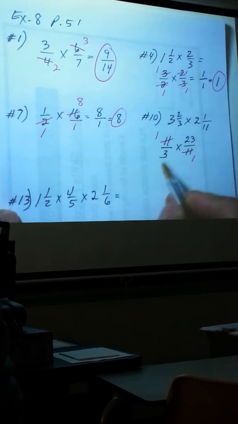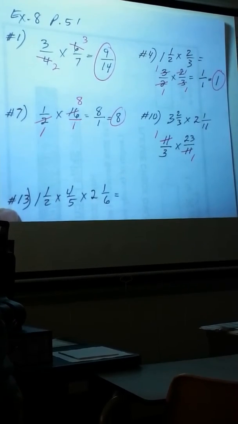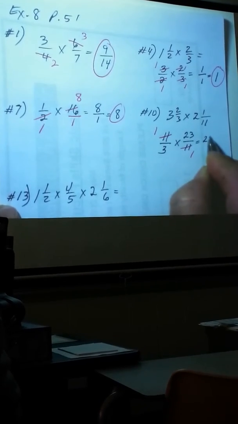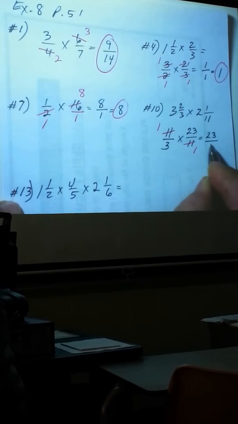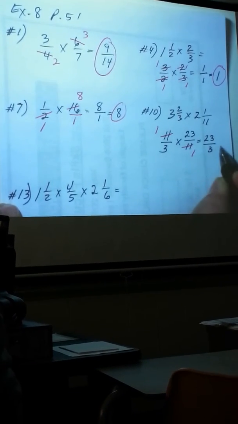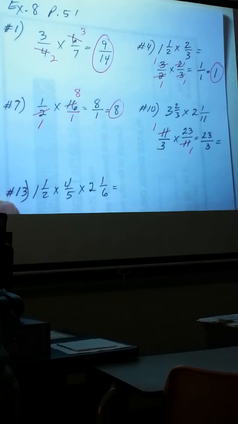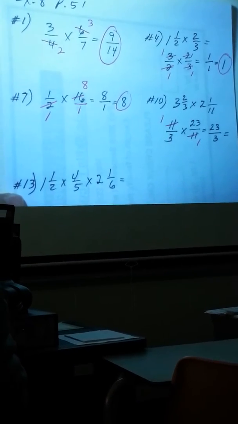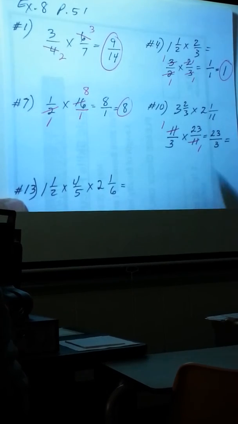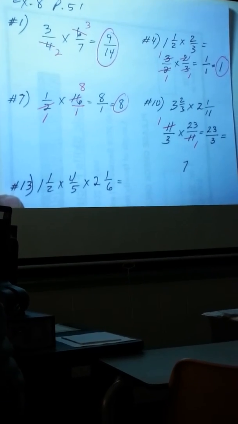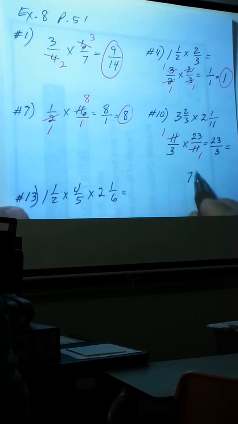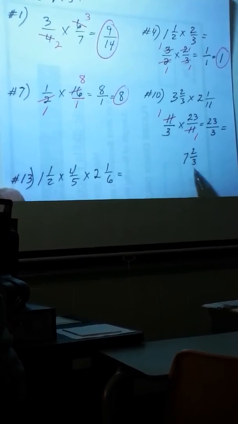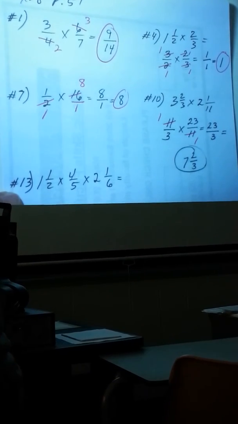Okay, 23 and 3, you can't. So just multiply across. You have 1 times 23 is 23. And 3 times 1 is 3. That's an improper fraction, so divide. What's 3 goes into 23? 7 times. Okay, put 7 here. What's the remainder? 2. Over 3. And since you can't reduce thirds, that's the answer.